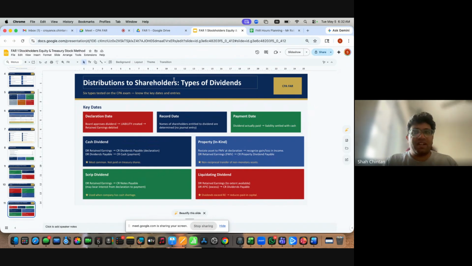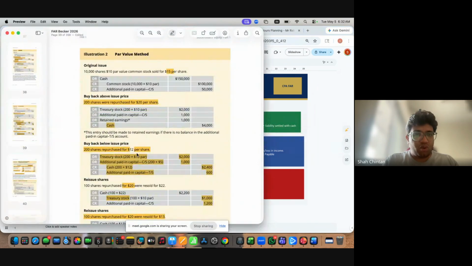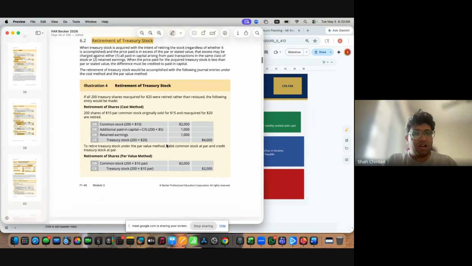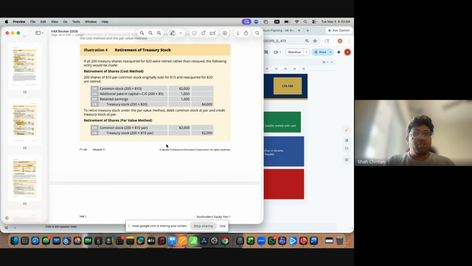Before we go towards the type of dividend, I think there is one more concept in your book, which is a retirement of the stocks. So as I said, कि दो चीजें हो सकती है कि आपने जो ट्रेजरी स्टॉक लिए हैं या तो आप उनको री इश्यू करो या आप उनको रिटायर करो. So when you retire the share, how accounting happens under cost method and how accounting happens under the par value method.